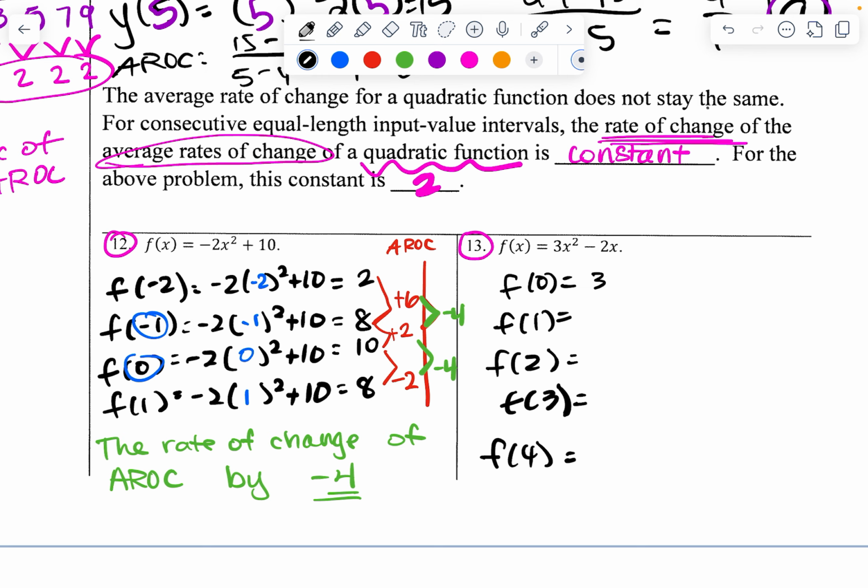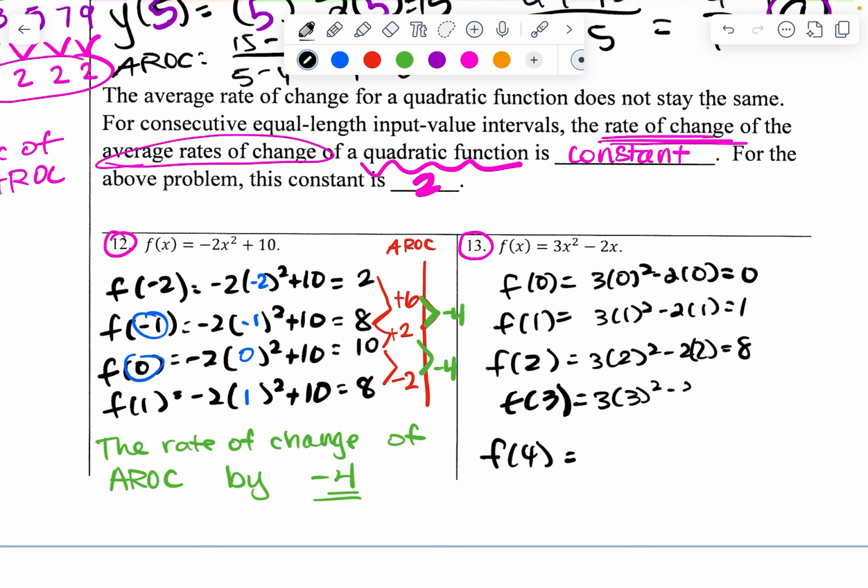So this one we would go 3 times 0 squared minus 2 times 0, which is 0. 3 times 1 squared minus 2 times 1 is 1. 3 times 2 squared minus 2 times 2 is 8. 3 times 3 squared minus 2 times 3 is 21. And 3 times 4 squared minus 2 times 4 is 40. Okay, so hopefully you got that first. Double check your answers with me.